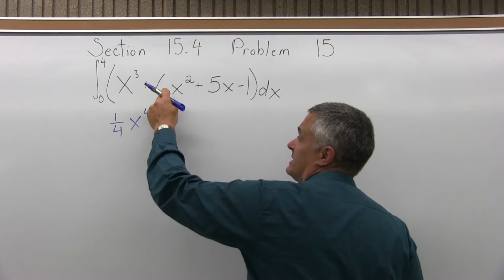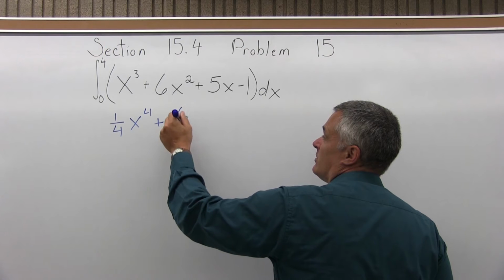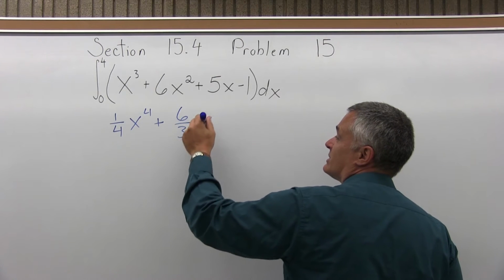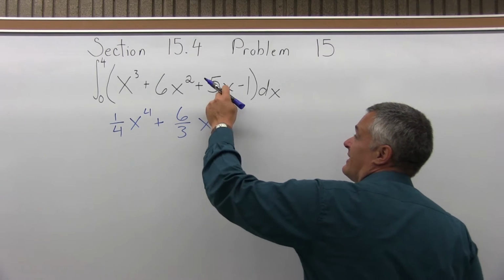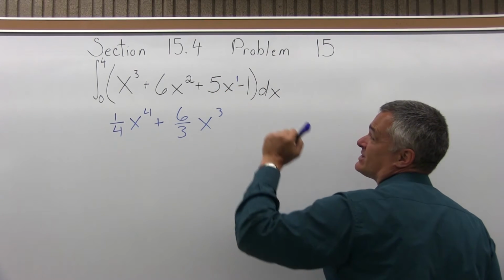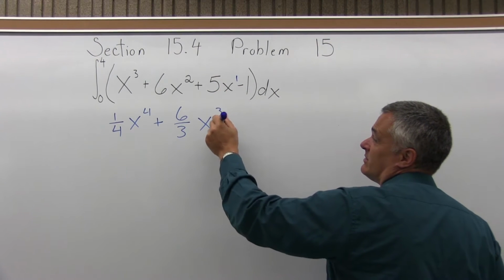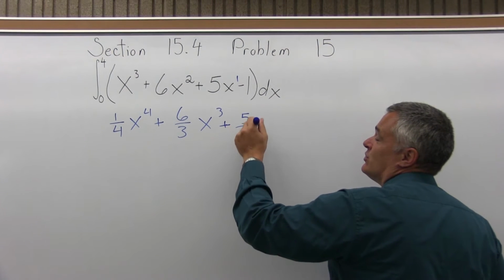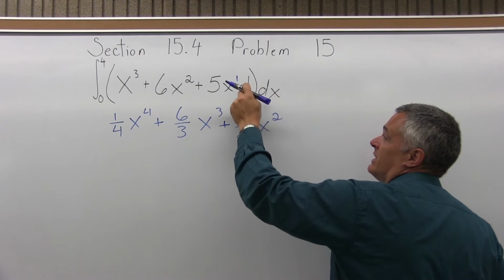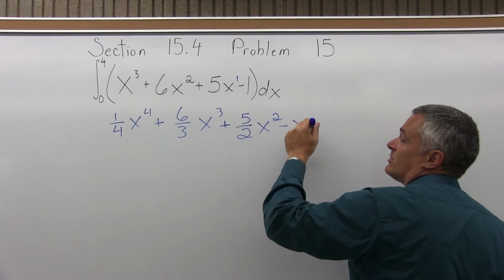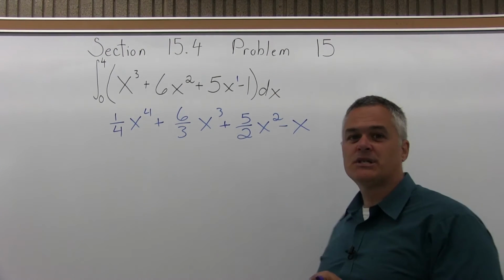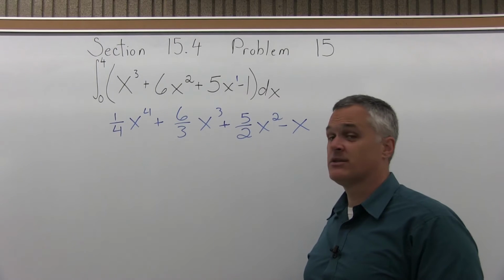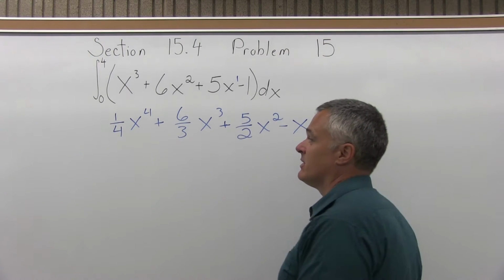And now the next piece, 6x squared, would be 6 over 3 x to the 3. And then the 5x is really a 5x to the first. The exponent's not written, but it is a 5x to the first. So it would be 5 over 2x to the 2. And don't forget the minus 1 on the end has an integral of minus x. There is a plus c for plus constant, but we don't need to write it. The plus c would cancel on the last step anyway.